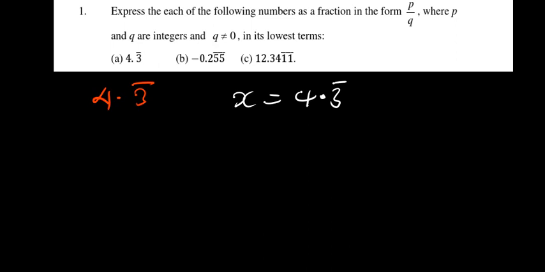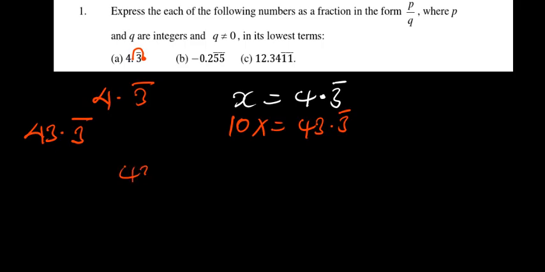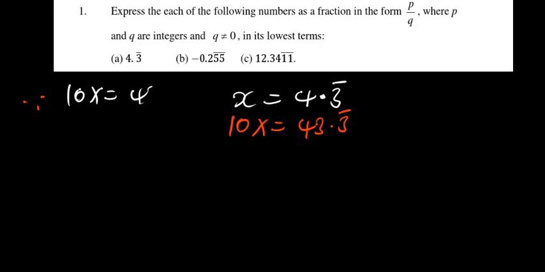Next, you have to shift the point from where it is to the next position. So now it's going to be 43.3, and again we know that the number next is 3, so again you put a bar. It's going to be times 10 because we have moved the point just once. So 10x is equal to 43.3 bar, which keeps on going still. So you put the bigger number on top: 10x is equal to 43.3 bar.